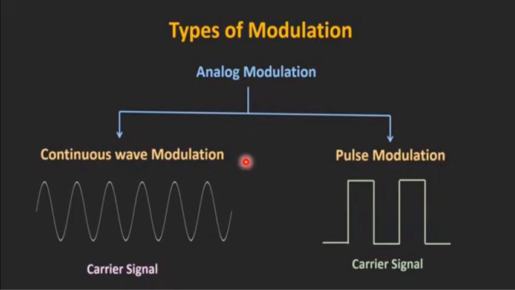First of all, let us talk about analog modulation. Based on the type of carrier signal, analog modulation can be further classified into two categories, that is continuous wave modulation and pulse modulation. If the carrier signal is a continuous wave signal like a sine signal, then it is known as continuous wave modulation. On the other hand, if the carrier signal is a pulse signal, then it is called pulse modulation.